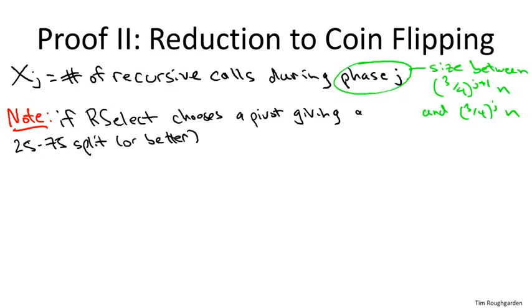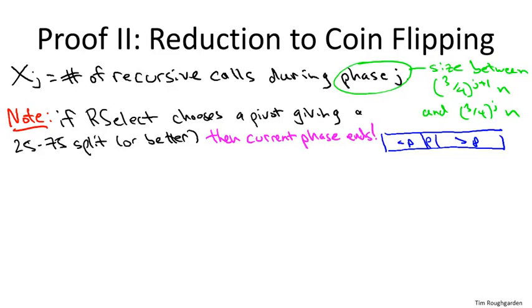So recall how partitioning works. We choose a pivot P. It winds up wherever it winds up, and the stuff to the left of it is less than P. The stuff to the right of it is bigger than P. So by a 25-75 split or better, I mean that each of these, the first part and the second part, has at most 75% of the elements in the input array. Both have at least 25% and at most 75%. And the key point is that if we wind up choosing a pivot that gives us a split that's at least this good, the current phase must end.